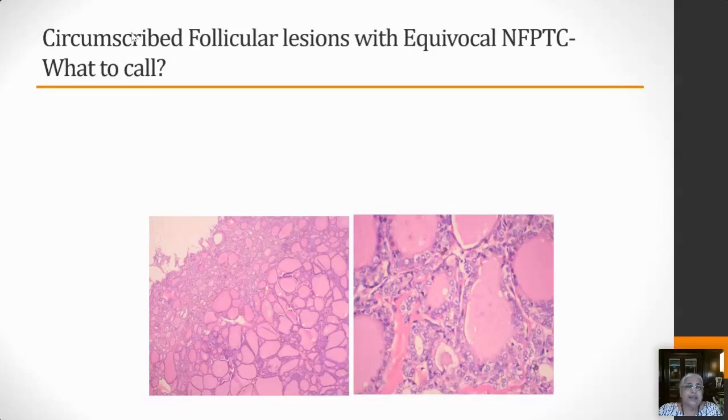Now, before that, let's come to this: circumscribed follicular lesions with equivocal features. What should we call them? This was a big problem once upon a time.